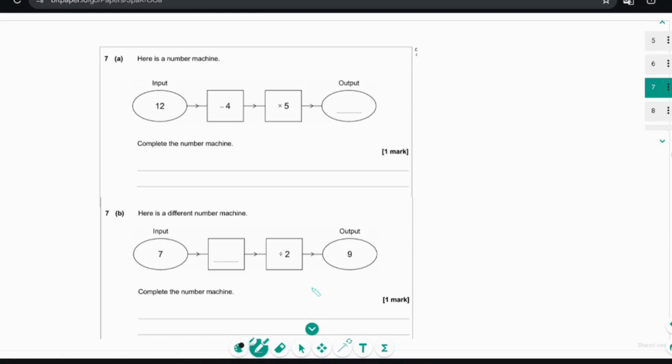Question 7. Here is a number machine. Input 12, take away 4, times by 5, complete the number machine. So 12, take away 4 is 8, and then 8 times 5 is 40.